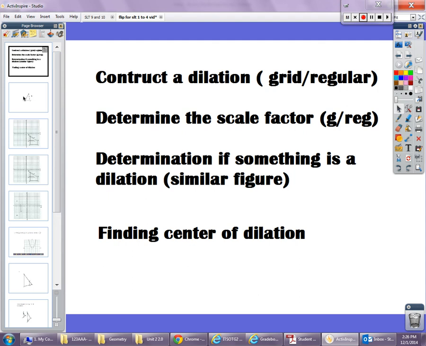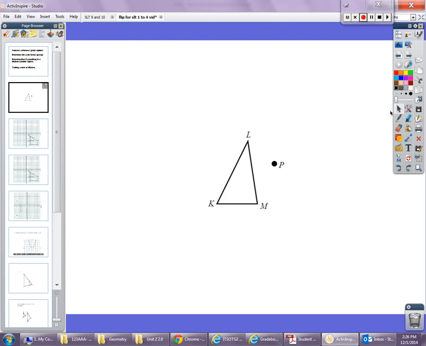Feel free to pause anything, rewind, and go back to it. But I'm hoping this really helps sum up all the things from SLT 1 through 4. So if I asked you to actually make a dilation, you need to know a scale factor. So I'm going to do a couple different ones.